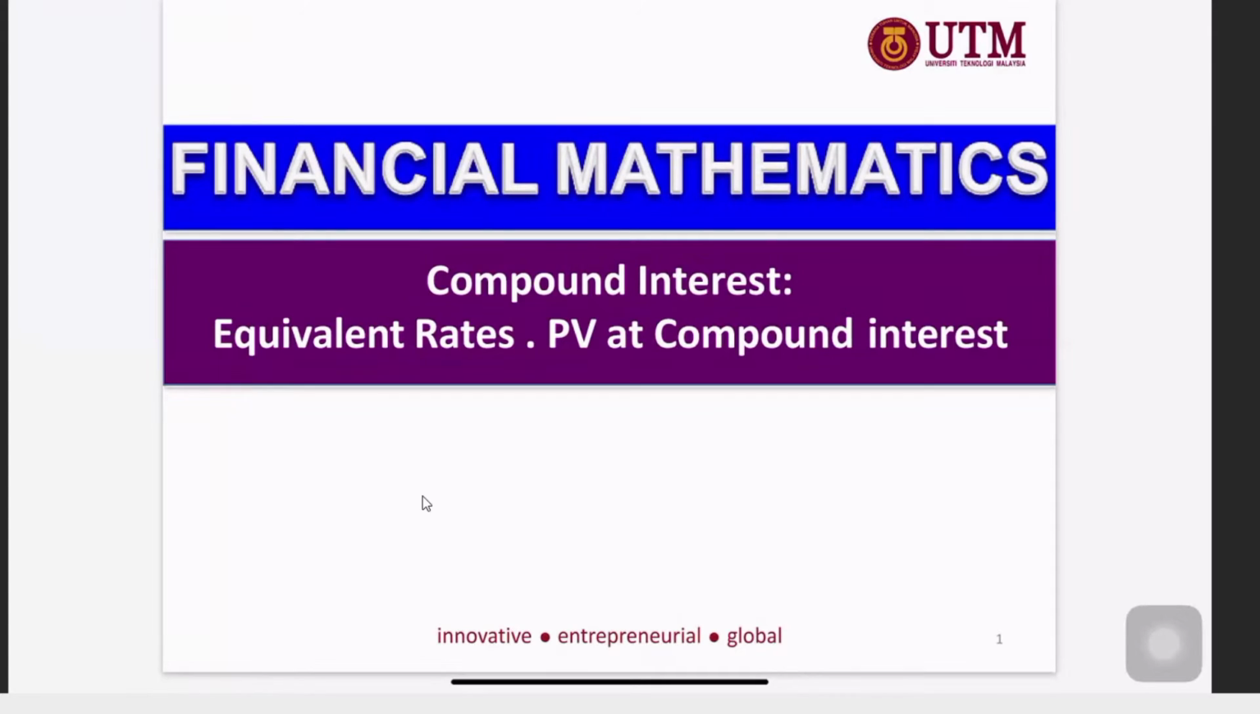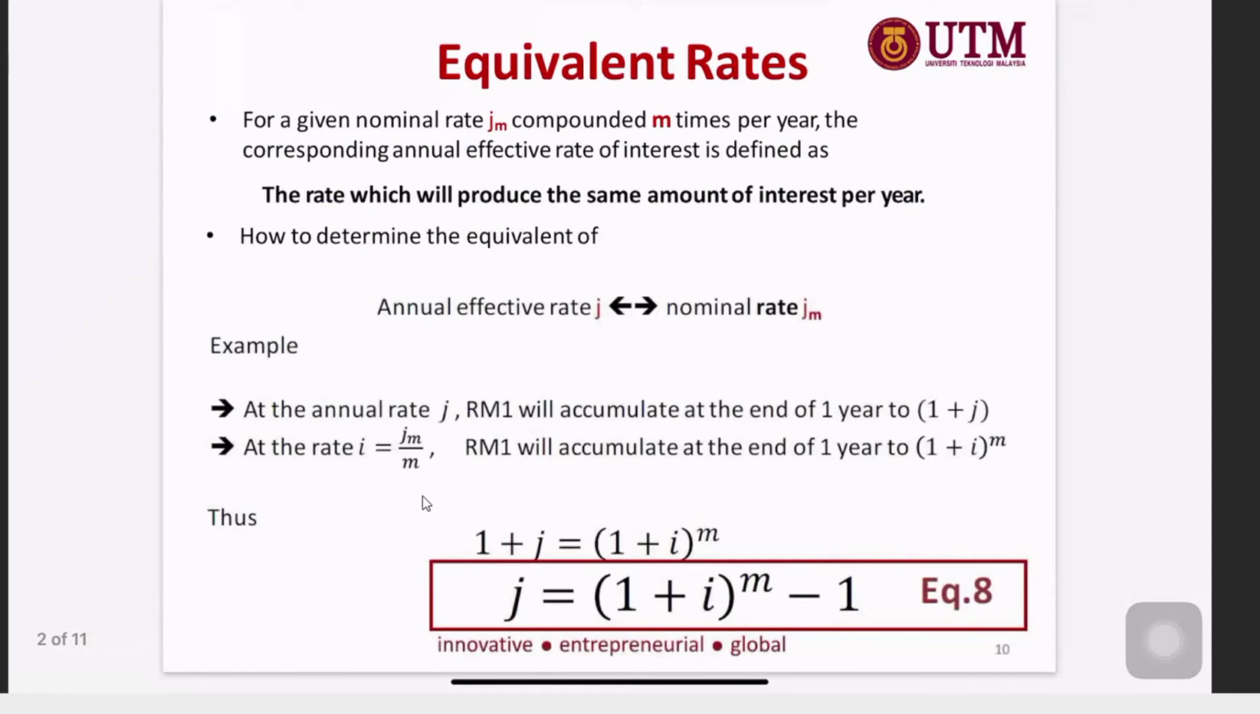Okay, now we will take a look at the equivalent rates and present value at compound interest. So now let's look here. For this equivalent rate, what does equivalent rates mean? This means for any value of j and any value of i, you will get the same present value. The equivalent rates means the rate which will produce the same amount of interest per year.